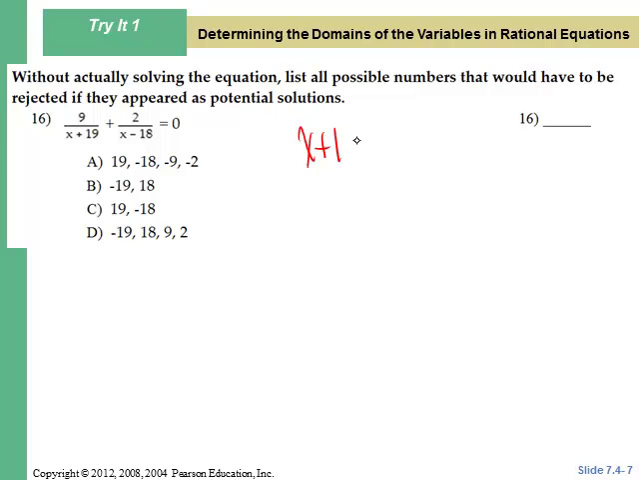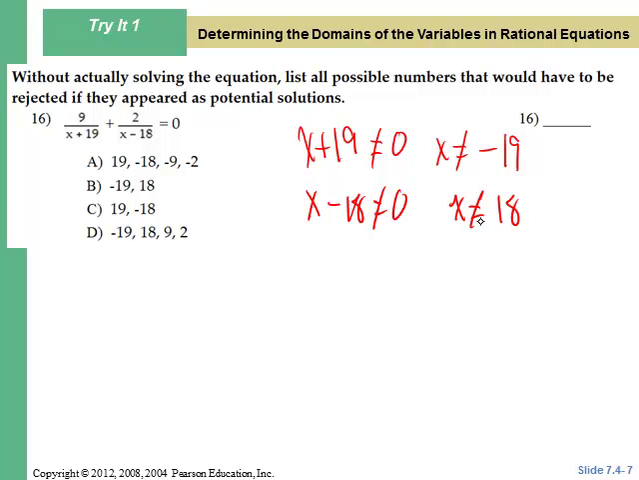X plus 19 does not equal 0, which means x does not equal negative 19. X minus 18 does not equal 0, which means x does not equal 18. So negative 19 and 18 are the two choices.